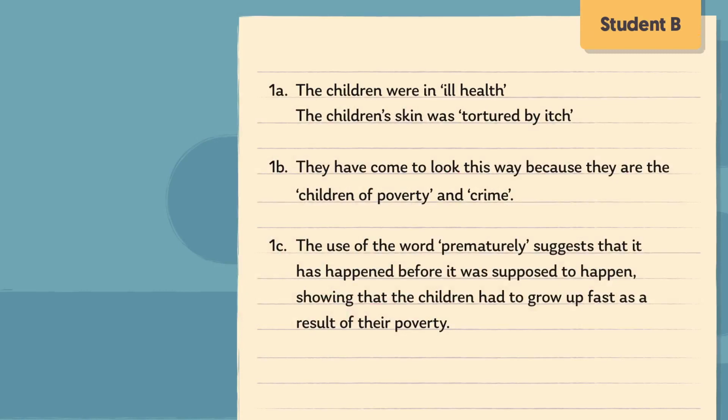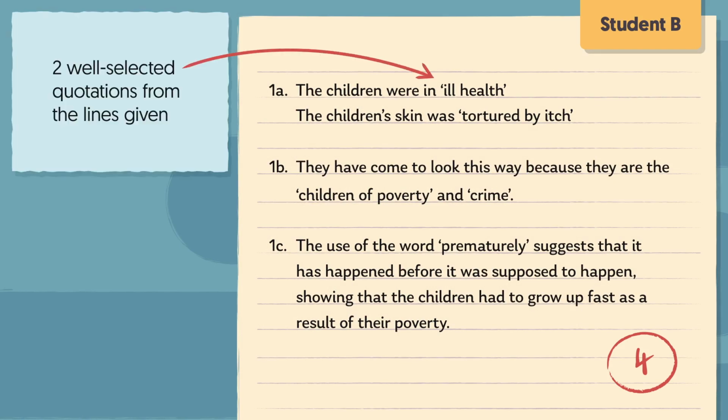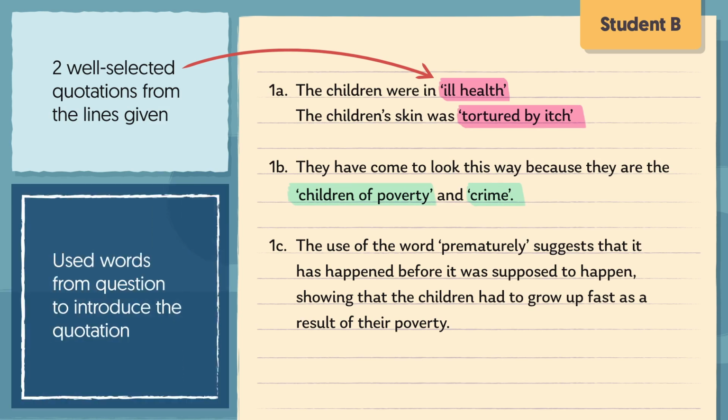Now let's look at student B's responses, which received the full 4 marks here. Much like student A, student B correctly identifies 2 quotations that describe the children from the lines given. It doesn't matter that they're not the same as student A's. Usually there'll be a few options for you to choose from. For part B, student B has used evidence from the text to help them answer why the children might look this way. This is a great way to do this, as long as you put the quotations into your own sentence, using your own words, rather than just bullet pointing the quotation.